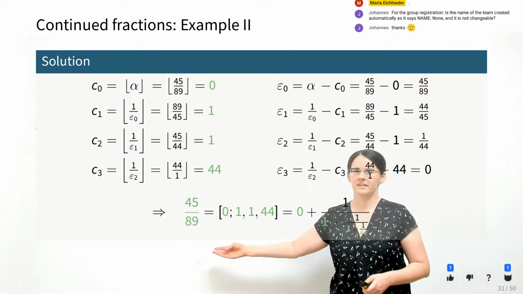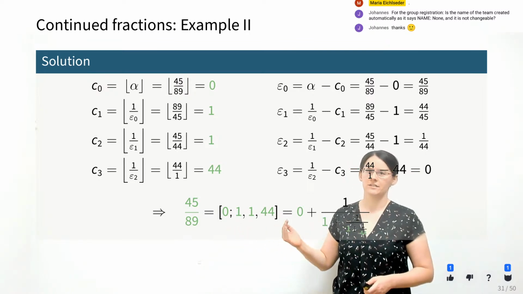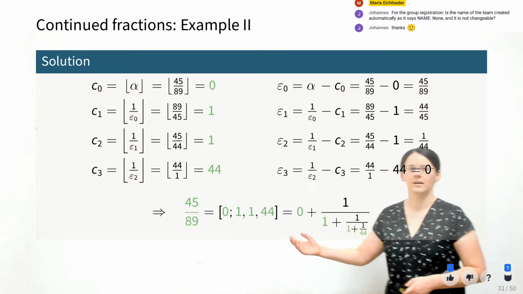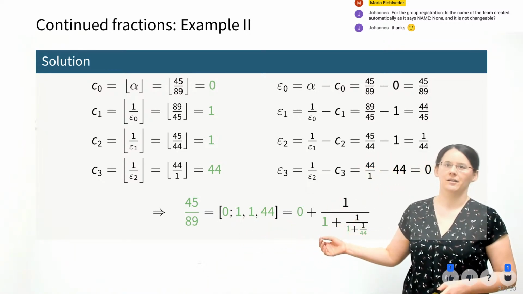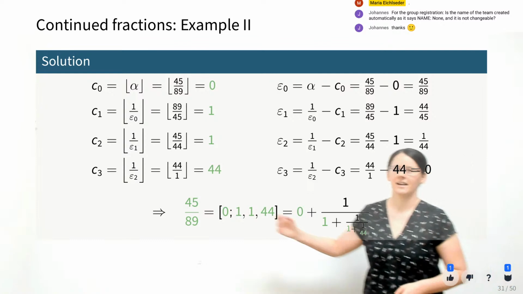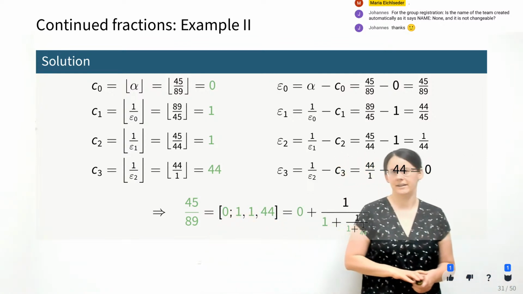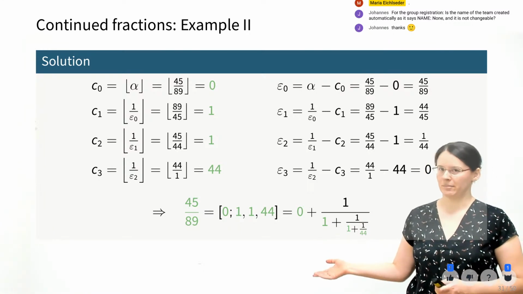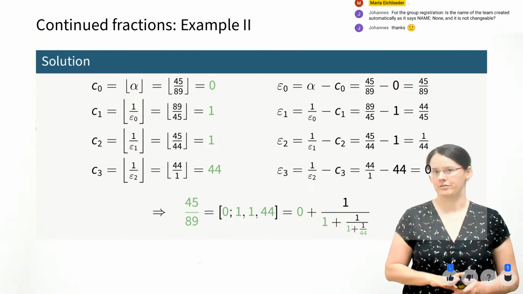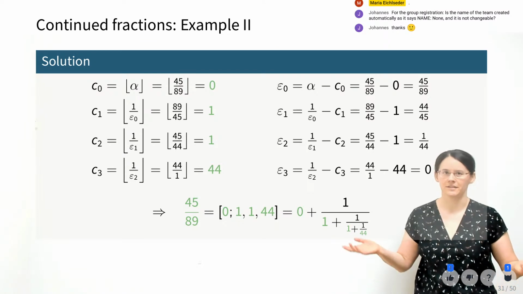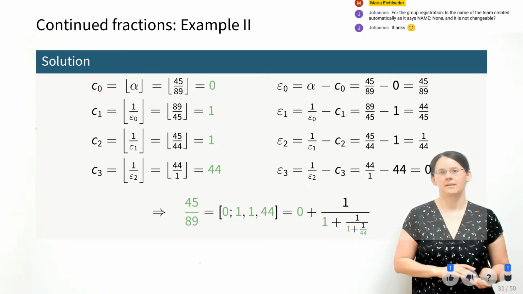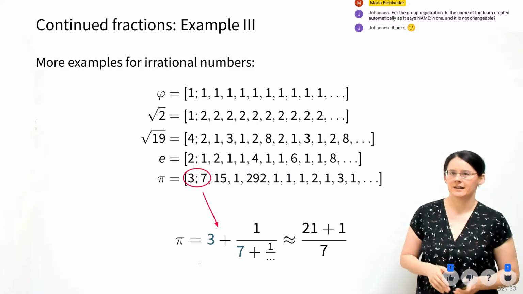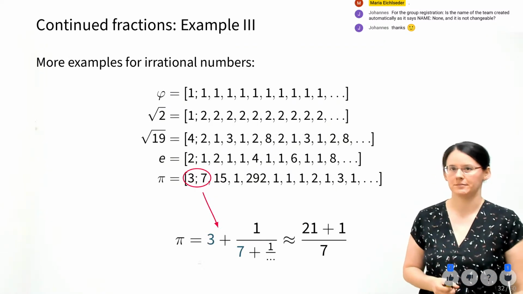And I can represent this fraction as this continued fraction expansion. And this is precise, so 0 plus 1 divided by 1 plus and so on is exactly 45 over 89. So this was a rational number, and this expansion here was finite. This was not by accident, but this is more generally the case. Let's have a look at some other expansions.